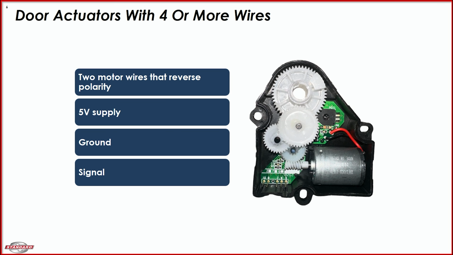For actuators with 4 or more wires, we first notice, in the case of this 2008 Ford Fusion, that this 5-wire actuator is identical to the 2-wire actuator. They're very easy to confuse. Please make sure that you're using the manufacturer's schematic to confirm both the position and the correct type of actuator for the job. 4 and 5-wire actuators, just like the 2-wire, have a power and ground that provide bidirectional movement by reversing the polarity.